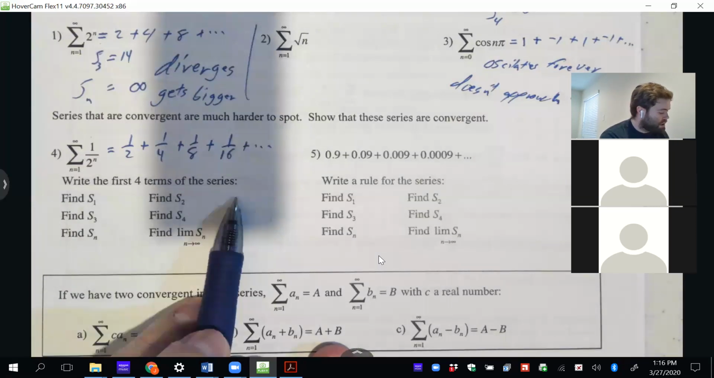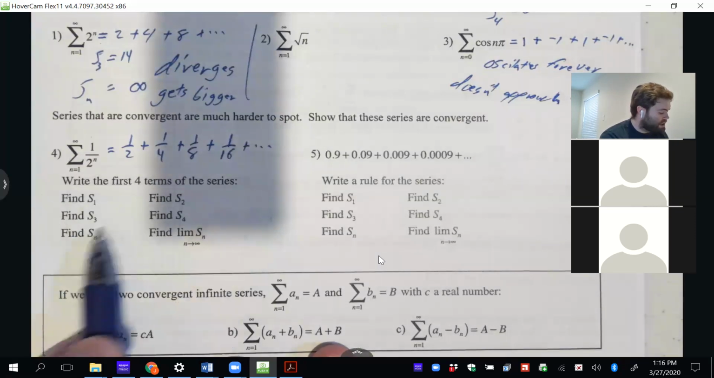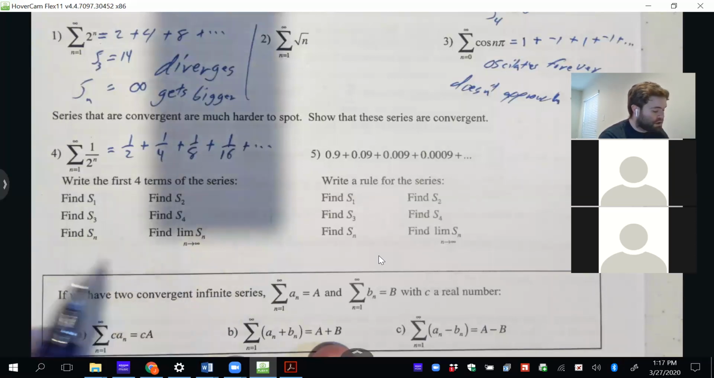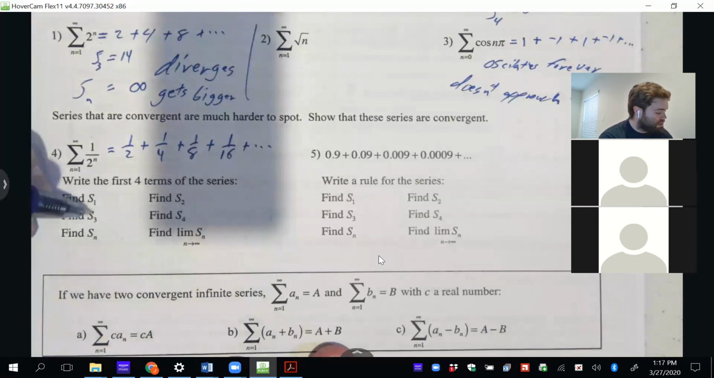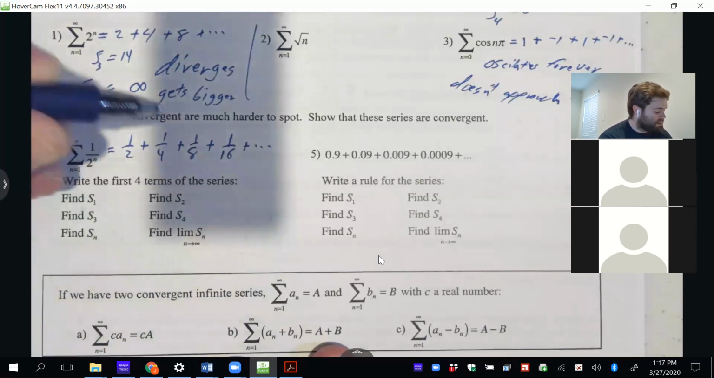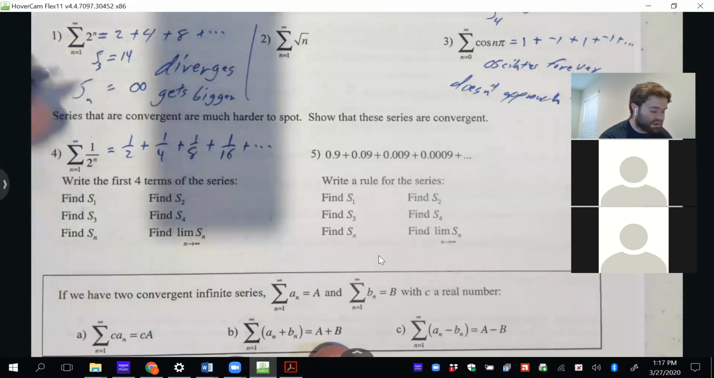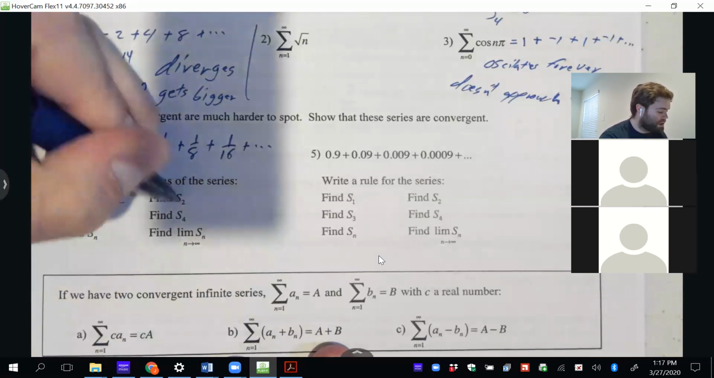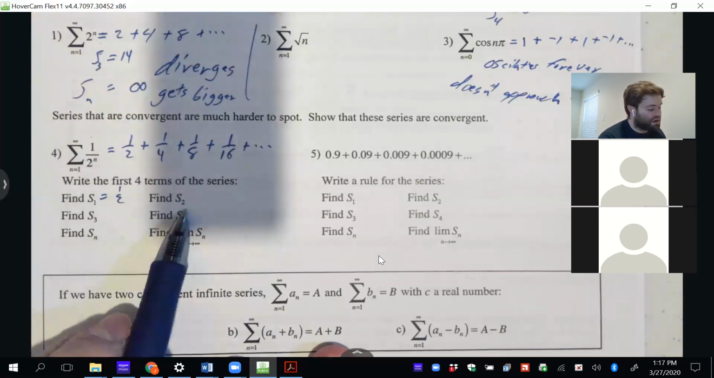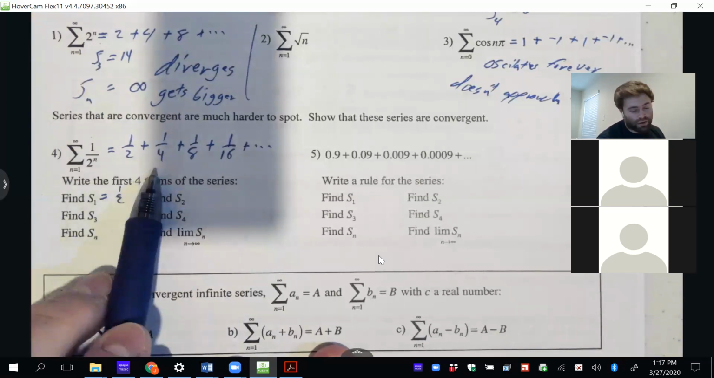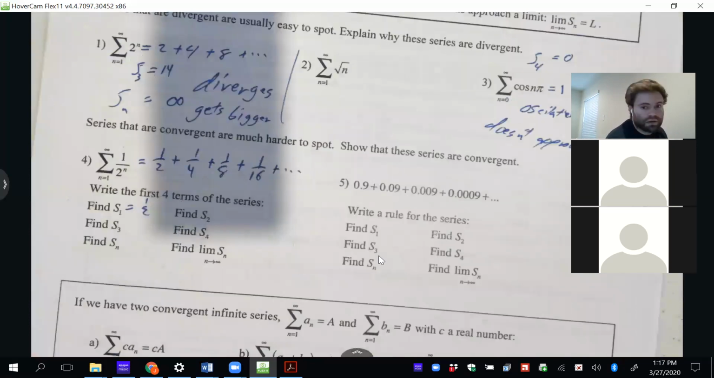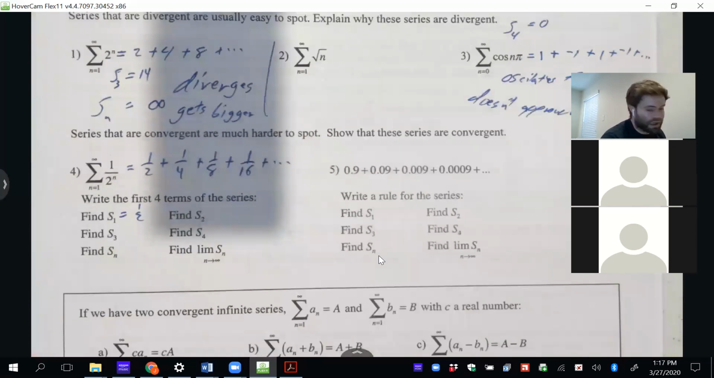Did that. S sub 1, S sub 2, 3, 4, S sub n, and then the limit as S sub n approaches infinity. Well, that means the sum until we get to the first term, or the sum until we get to the second term, and so on. So S sub 1 is just the 1/2. S sub 2 is adding the first 2 terms. So what is 1/2 plus 1/4? 3/4. Yeah, 3/4.